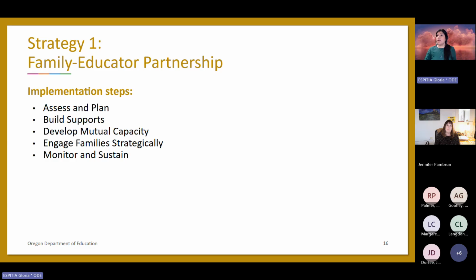Yeah, I just, again, want to invite people as you're thinking about your own implementations: how have you strengthened, or what have you done to strengthen, the family educator partnerships, either in your classroom or in your school? If anybody would please share what they've done so far. It really supports that two-way.